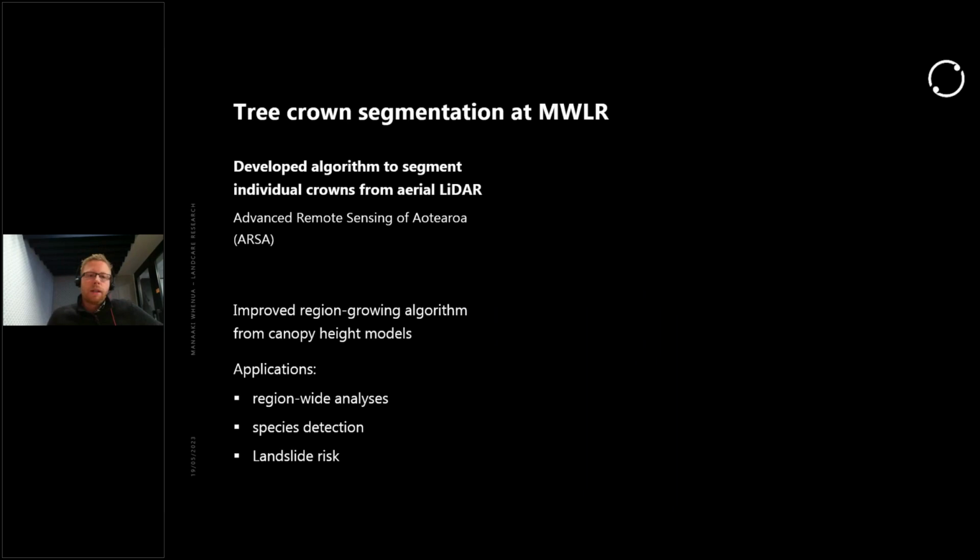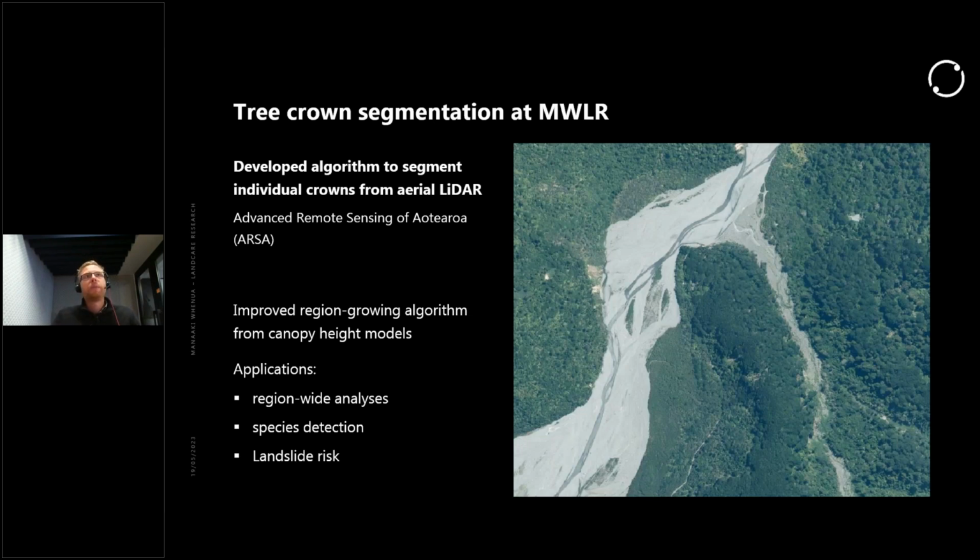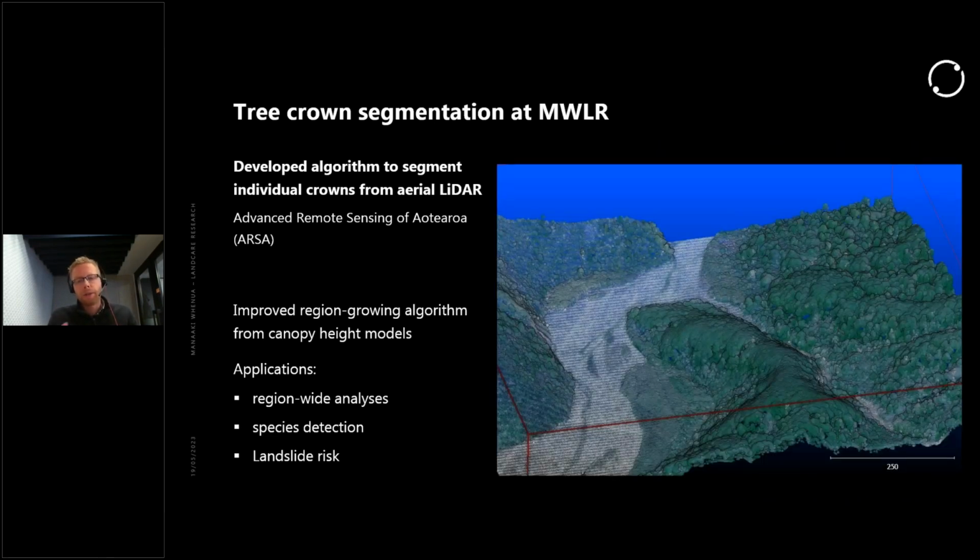So through the Advanced Remote Sensing program led by John Diamond, we improved and developed a sort of region growing algorithm that is able to detect and segment individual tree crowns from aerial LiDAR data. And if you're not familiar with LiDAR, it's basically a technique that is able to measure the height of objects through sending out laser pulses from a sensor that is usually flown over regions from a plane. And what you get out of this is basically a 3-dimensional point cloud looking like this.